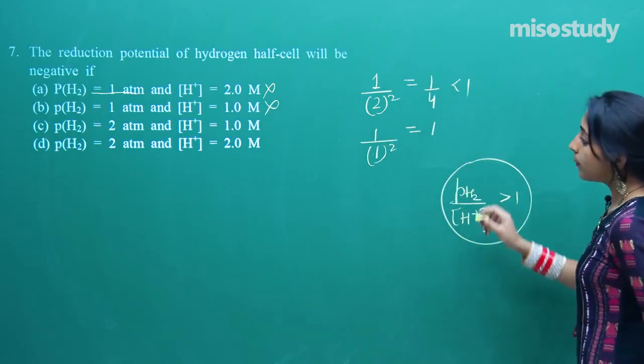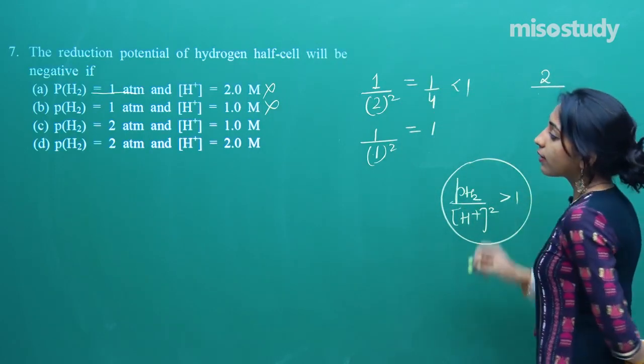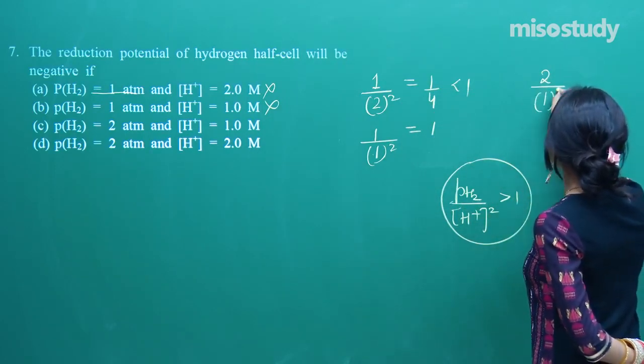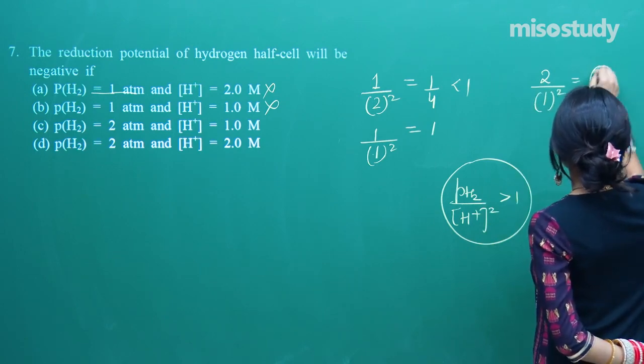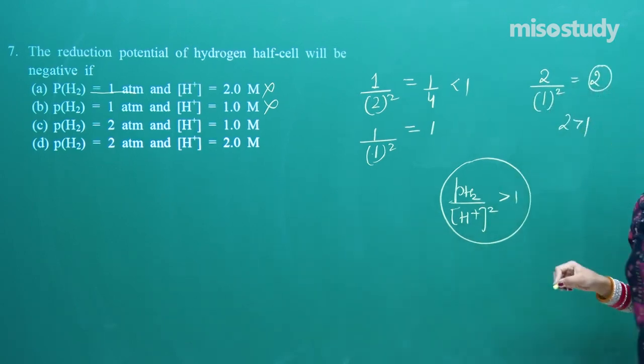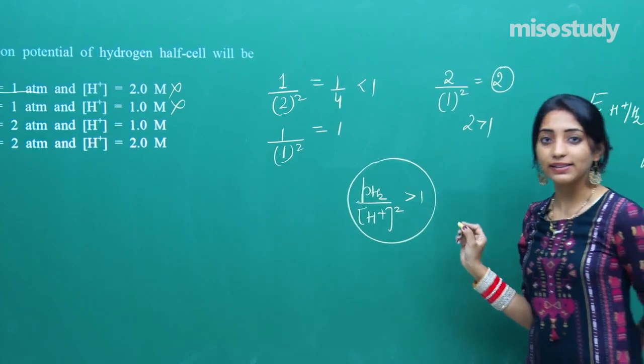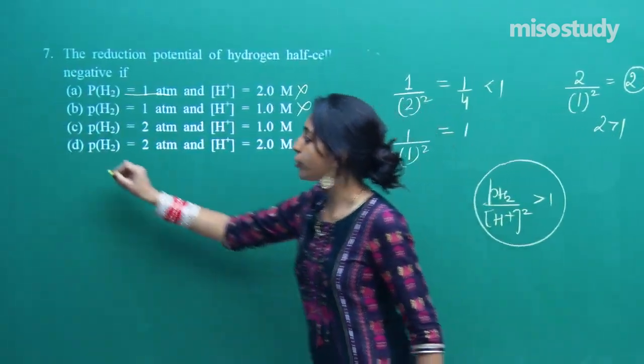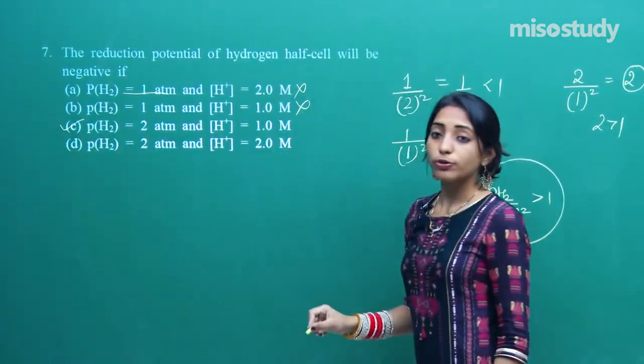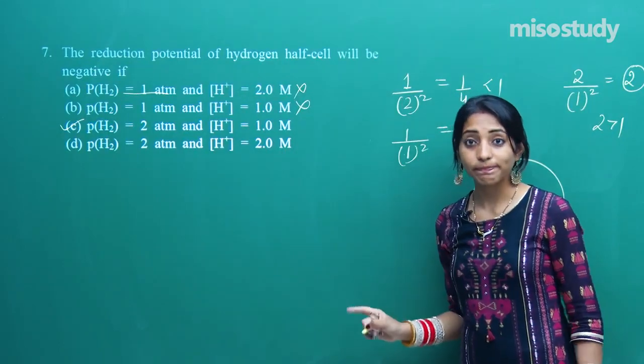Check the third option, pressure is 2 divided by concentration is 1. 1 square is 1. So we get 2. And now we know 2 is greater than 1. So that's it. This is the correct answer. So I'll say option number C will be the correct option for question number 7.